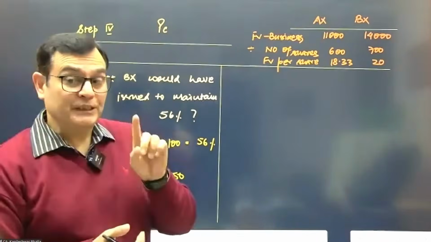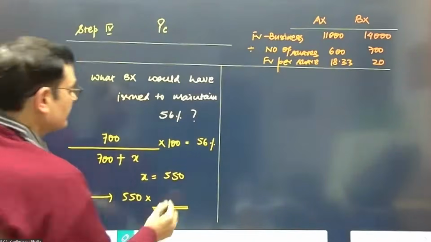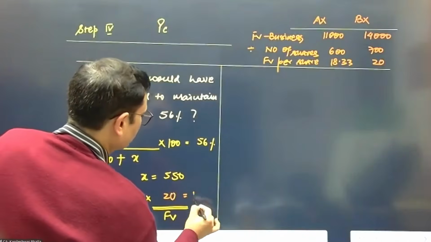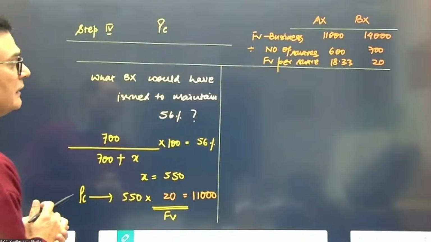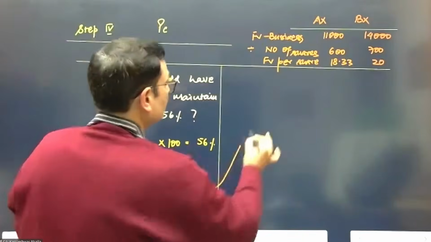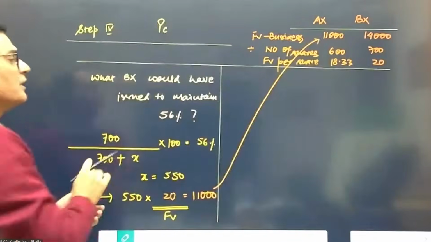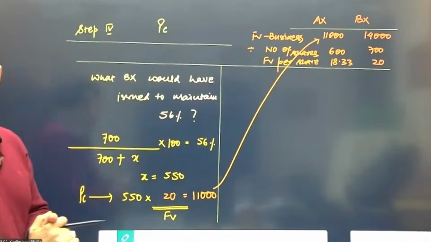This is the shares of BX. So multiply by 20, that comes to 11,000. And by the way, this is coming equal to the fair value of the business of AX. Is this by chance or is this got to be?